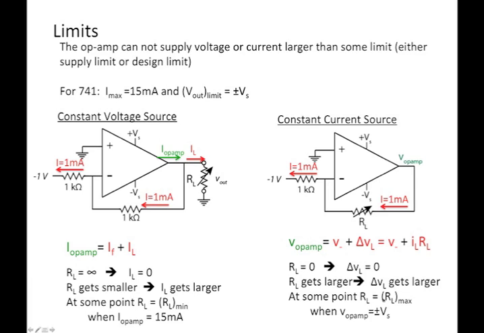So in this case, the constant current source tends to voltage limit, right? Because we pick some current that we know the op-amp can supply. 1 milliamp is less than the maximum current it can supply, but it can't supply a voltage bigger than the source voltage that we have hooked up to the op-amp.